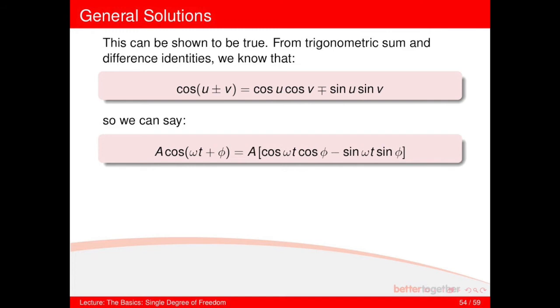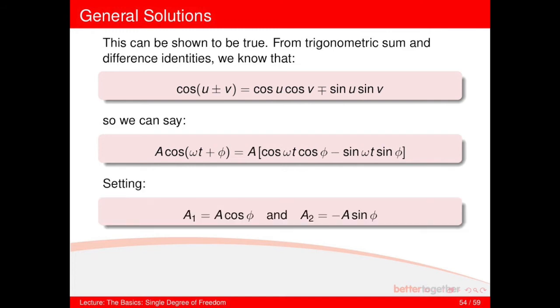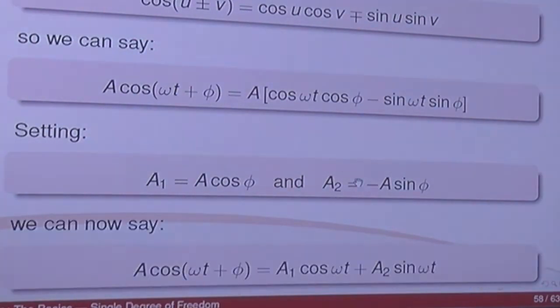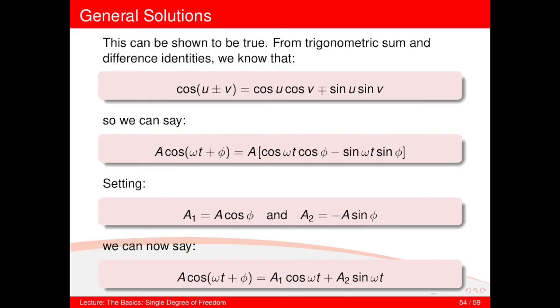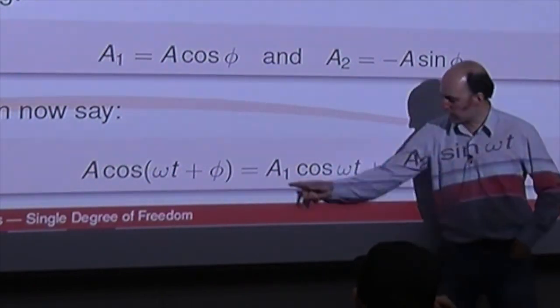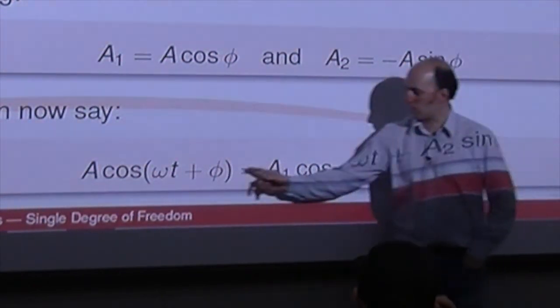And what we do is we define a1 to be a cosine of phi, and a2 to be minus a sine of phi. And so you can plug these two things into this equation, and you end up getting a cosine of omega t plus phi is equal to a1 cosine of omega t plus a2 sine of omega t. So that's an alternative form for that equation. This here is an alternative form for this equation here. So you may see solutions written like this, or you may see solutions written like this.